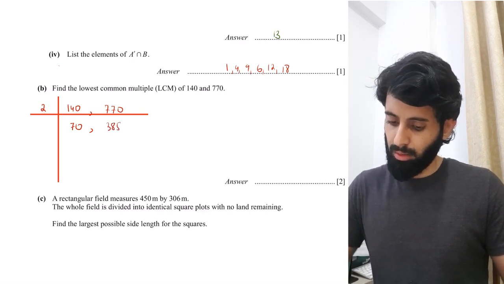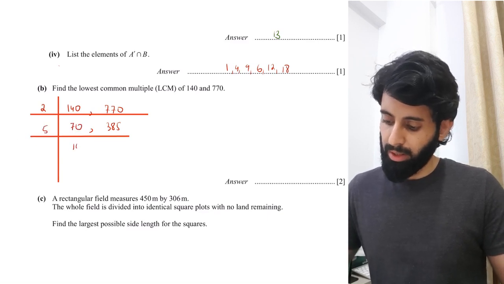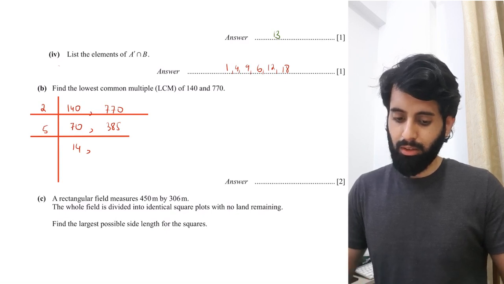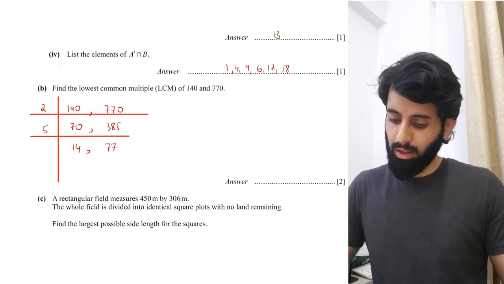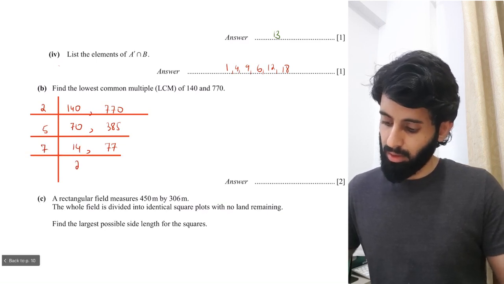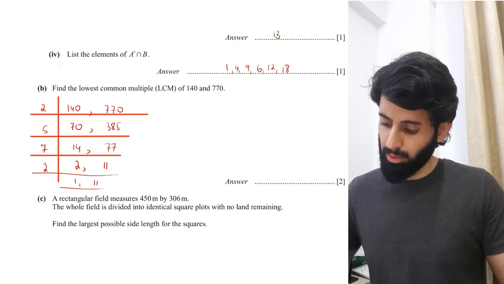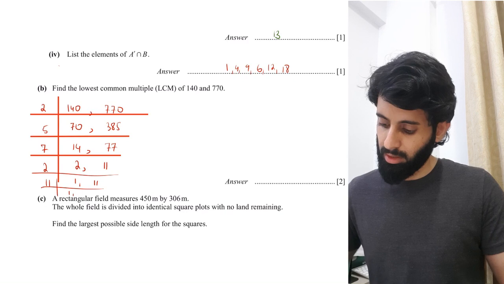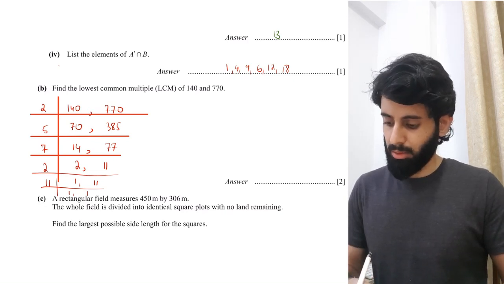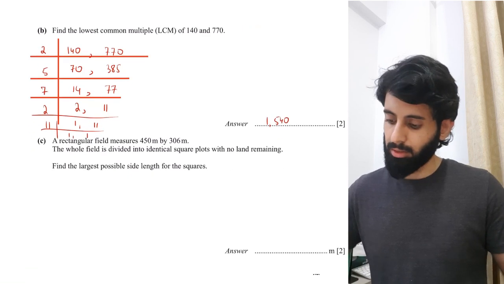Let's see, they both look to me as multiples of 5. So I'm going to divide this by 5. 70 divided by 5 is 14. 385 divided by 5 is 77. Now they're both multiples of 7, which means 7 into 14 is 2 and 7 into 77 is 11. And then 2 and 11 are prime numbers, so we divide them by 2 and 11, one by one. So the LCM turns out to be 2 into 5 into 7 into 2 into 11. So you have 1540 as your answer.